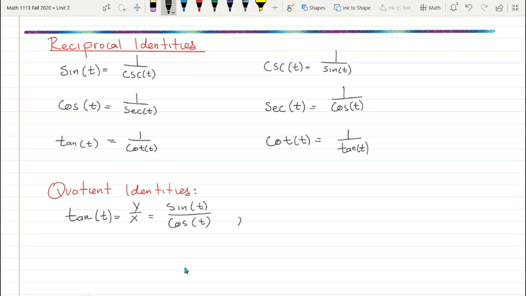And so if you connect this information with the reciprocal identities that we just covered, well, you know that cotangent is just the reciprocal of tangent, so therefore cotangent of argument t is the same thing as cosine of t divided by sine of t.